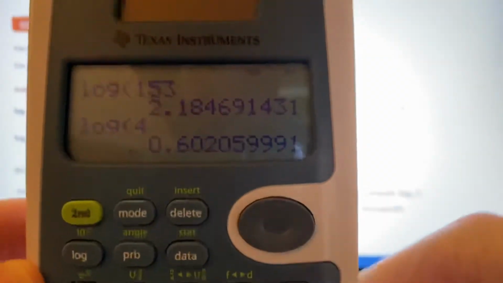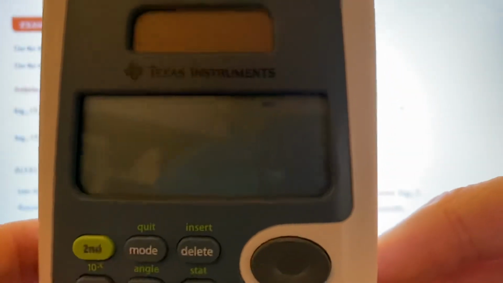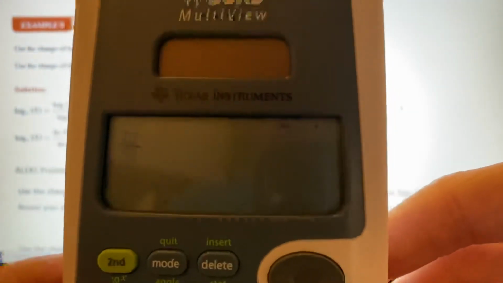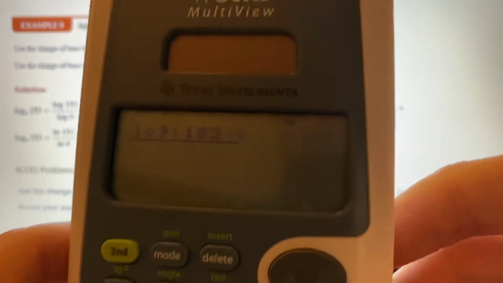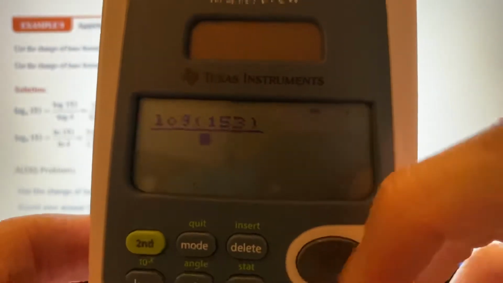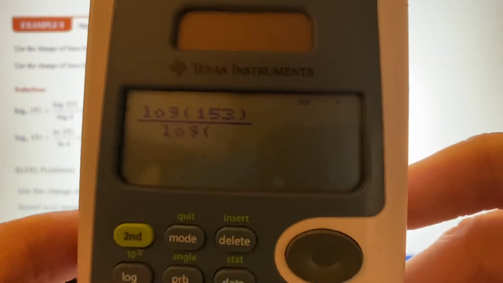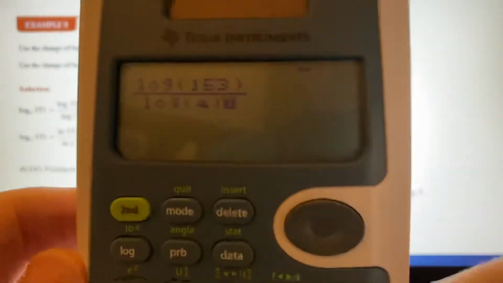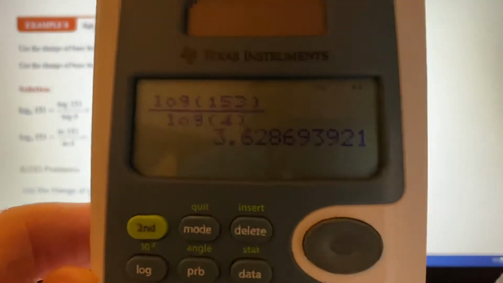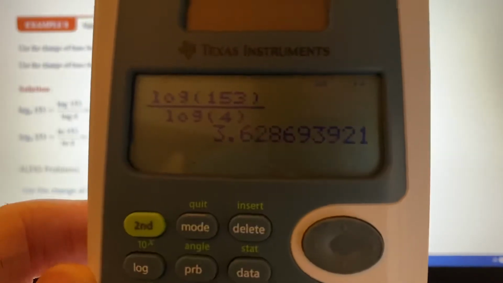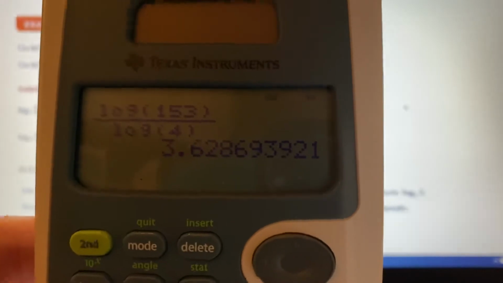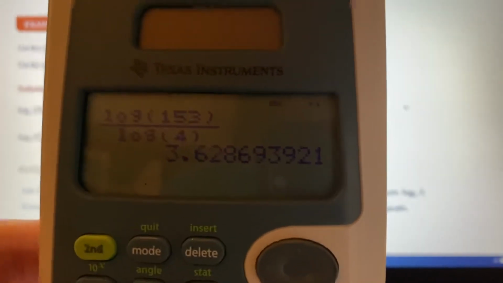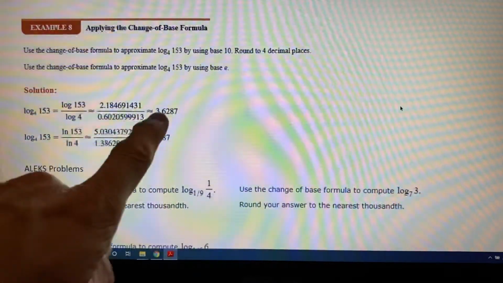Now, the other way that you could enter this in your calculator is directly, all at the same time, by using the n over d, the numerator over denominator button. So if we write log of 153, and then divide that by log of 4, and hit enter, that's going to give us the answer directly, 3.62869391, and we can round that to 4 decimal places as 3.6287. And that's the answer we see here in our example.